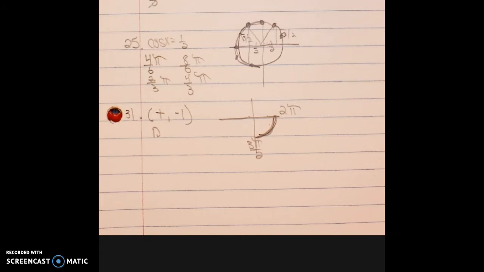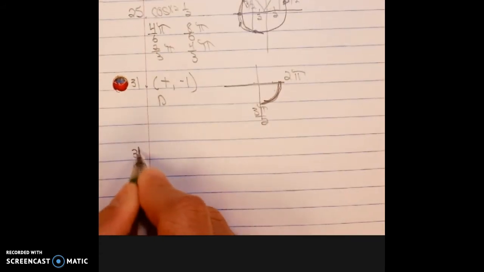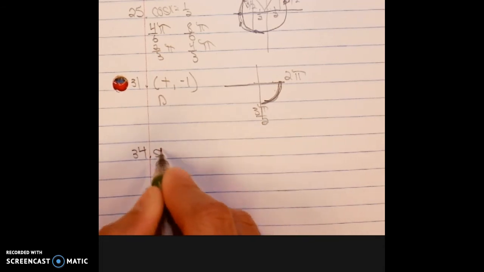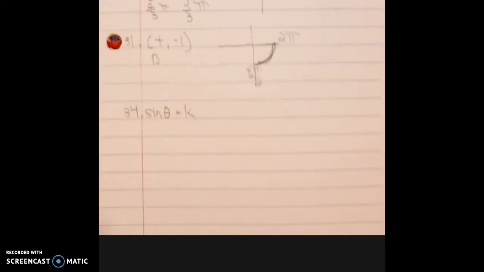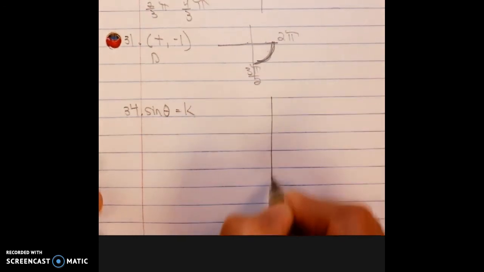Next, we're going to skip to 34. Okay, they give me the sine of theta is equal to k. So, unfortunately, they're kind of sticking it to us in two different ways. First of all, they don't give us the angle measure, and they give us our y value actually in terms of a variable. So let's go over here.